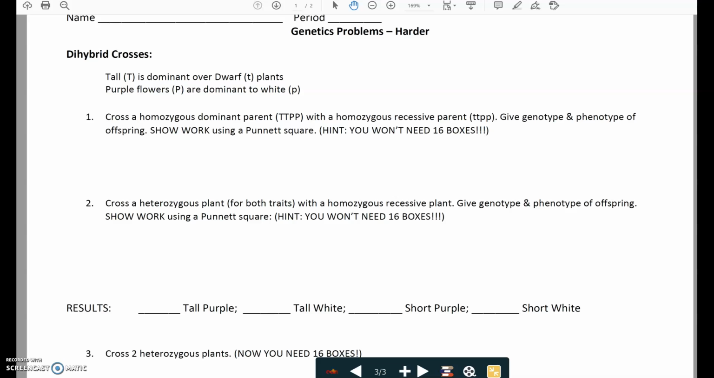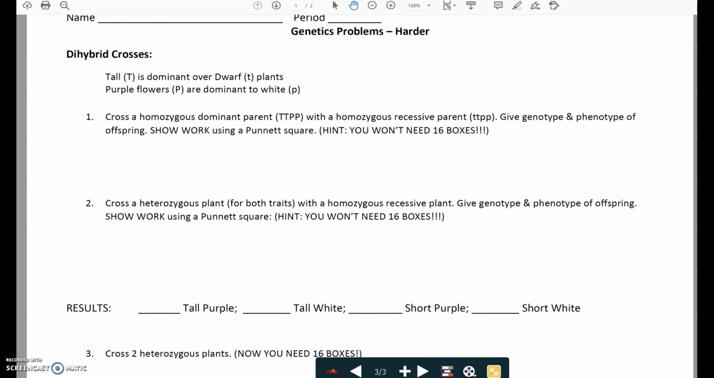So rather than just tall versus dwarf or short in the plants and purple versus white, we're looking at what are the chances of tall and purple or short and white. So what are the chances of two traits appearing at the same time? So our first problem, we're crossing a homozygous dominant parent, and they actually gave you the genotype, which they would not have to do. If they say homozygous dominant, they would expect you to know that means all capital letters. And they're being crossed with a homozygous recessive.